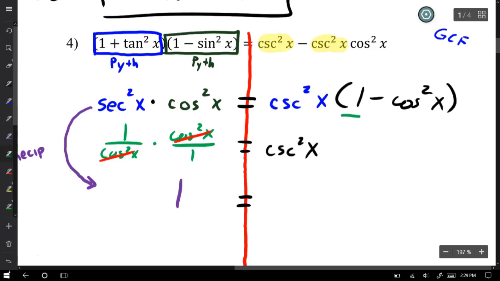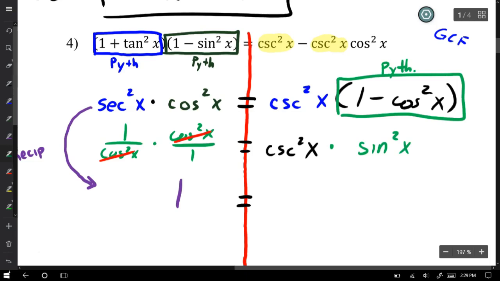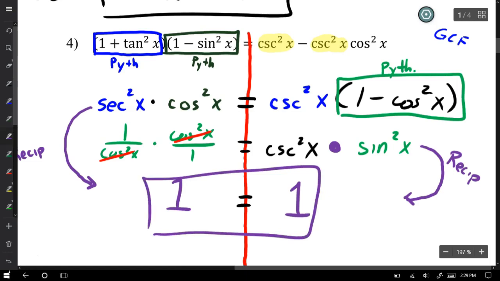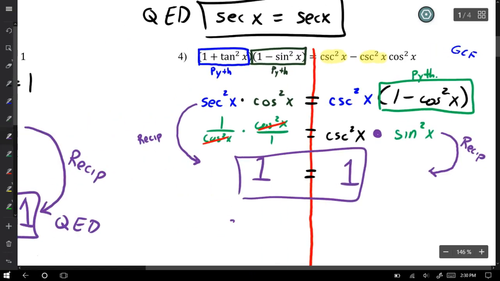And notice what I have. I have a square trig ratio and the number 1. So I'm going to figure out, is that a Pythagorean identity? And it really is. 1 minus cosine squared of x is sine squared of x. Now look what I have here. Cosecant squared and sine squared are reciprocals of each other. So if I'm multiplying reciprocals, I'm going to get the number 1. And I get 1 equals 1. So it has been demonstrated that the left-hand side equals the right-hand side.